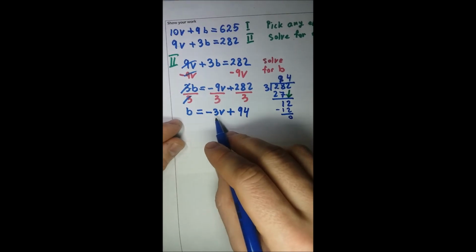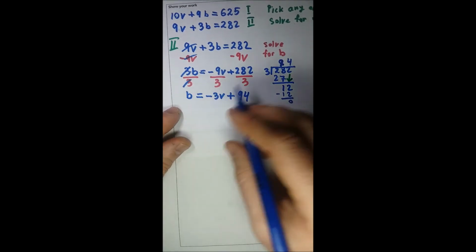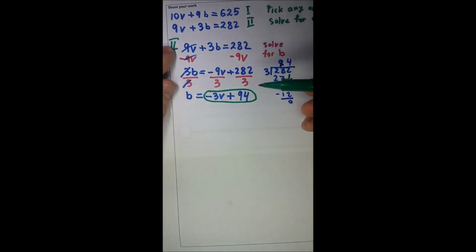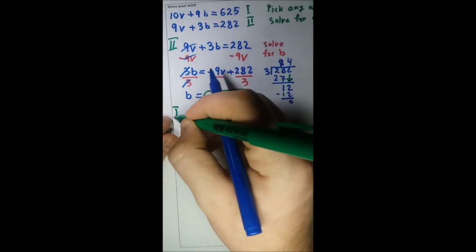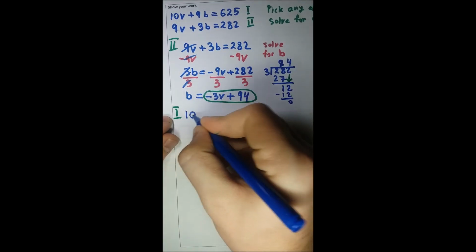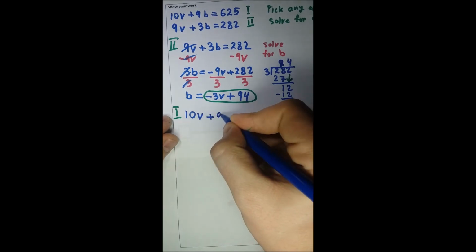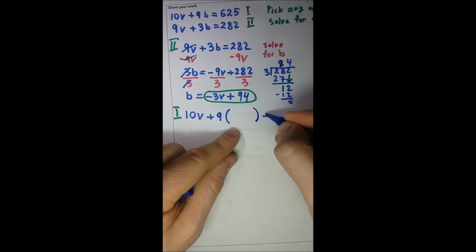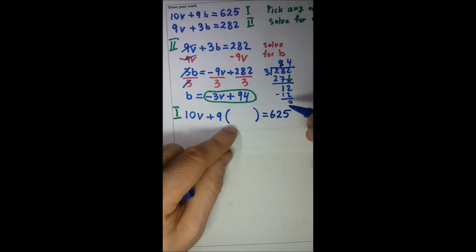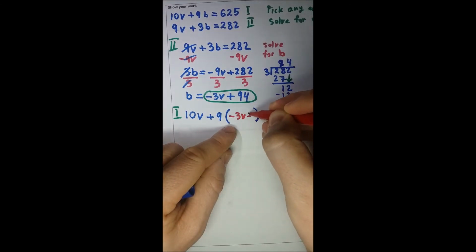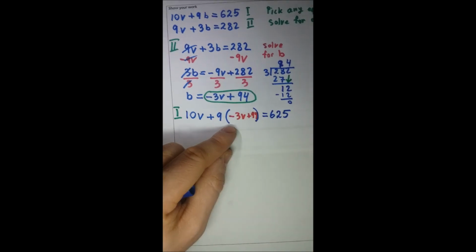So B equals negative 3V plus 94. I'm done with B, because now I know what B is, because I used equation 2. Now I need to use equation 1 and plug it in, okay? So equation 1 goes something like this: 10V plus 9 instead of B, I know what B is, equals 625. So instead of B, I'm writing down this, minus 3V plus 94.